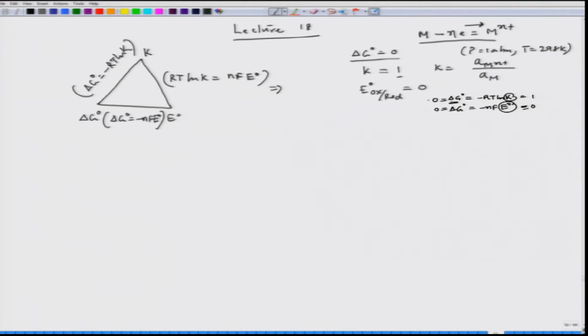Now, the second condition you can experience is where you take delta G0 less than 0.